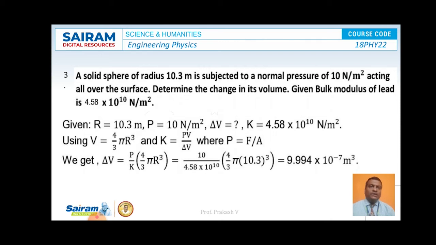By taking all these into account, we can calculate the value of change in volume delta V is equal to P by K into 4 by 3 pi r cube. So this is the formula for delta V. Then substitute the value of P, K and R here. Then on simplification, the value of delta V becomes 9.994 into 10 to the power of minus 7 meter cube. So this is the value of delta V that we calculated.